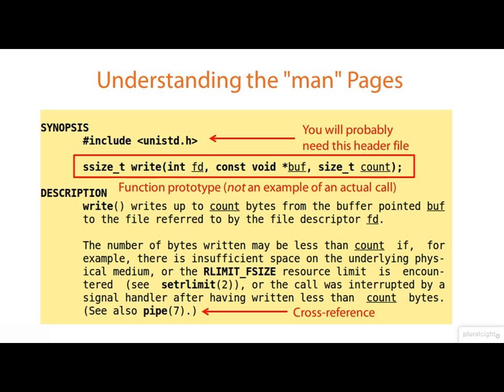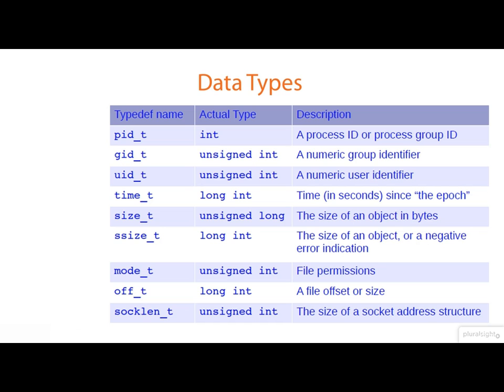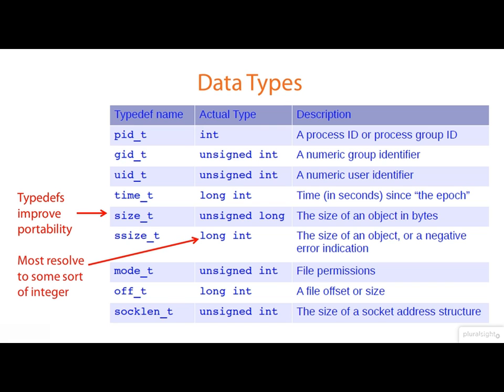Look carefully at the data types in the function prototype. Now, int and void star are regular C types, but what about size_t and ssize_t? Well, they're typedefs. In fact, a lot of the data types you'll see in the system call man pages are typedefs. The purpose of these is to improve portability, for example, between 32-bit and 64-bit systems, though some of the more cynical programmers might think their purpose is to just obfuscate the code. In fact, most of these just turn out to be some sort of signed or unsigned integer, and the types we've shown here are on my 64-bit system.